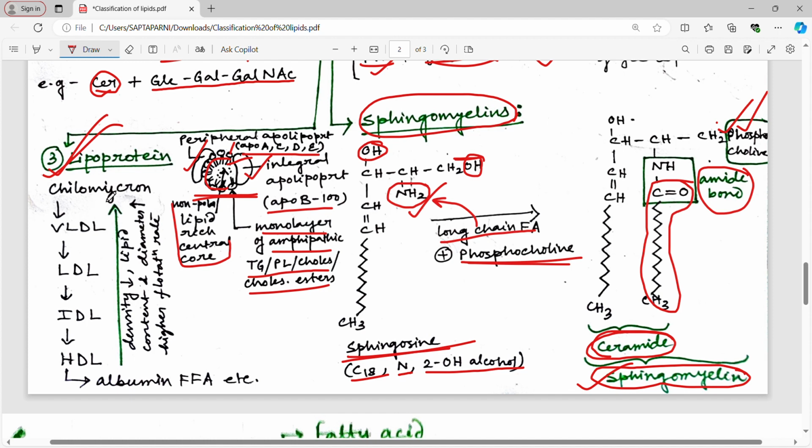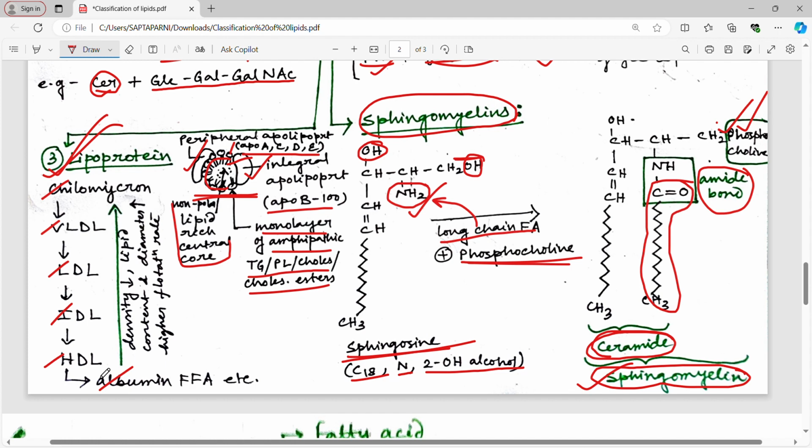Based on its increasing density, we can divide lipoproteins into various groups: chylomicron, which has the lowest density, then VLDL or very low density lipoprotein, LDL low density lipoprotein, IDL intermediate density lipoprotein, HDL high density lipoprotein, and albumin FFA. These are different types of lipoproteins, and in our coming video we will be learning the function of each of them. Here you can see from the top down the density is increasing, up to high density lipoprotein.